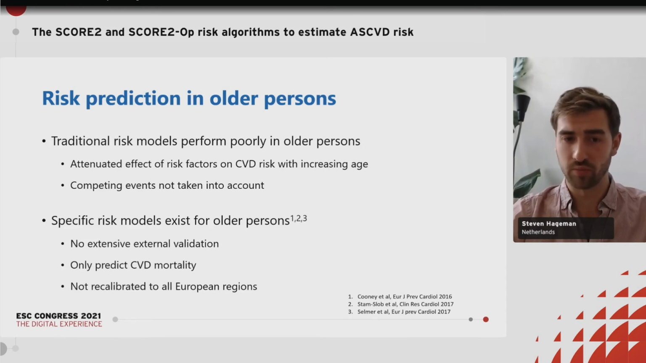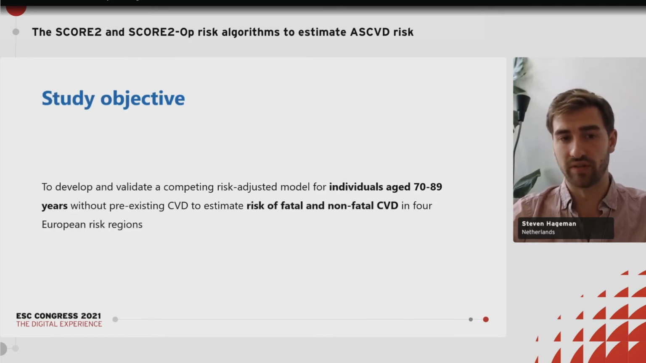Several specific risk models have been developed for older persons. However, these have either not been extensively externally validated, or they only predict cardiovascular disease mortality, whereas non-fatal events are a very important part of the cardiovascular disease burden. None of these models have been well recalibrated to all European risk regions. Therefore, we set out to develop and validate a competing risk-adjusted model for individuals 70 to 90 years old without pre-existing cardiovascular disease to estimate the risk of fatal and non-fatal cardiovascular disease in 4 European risk regions.